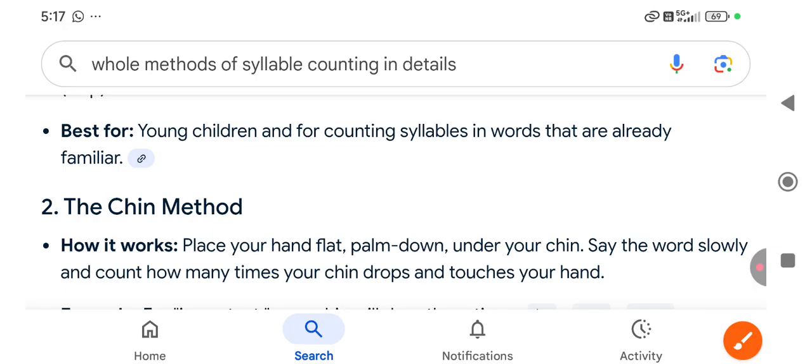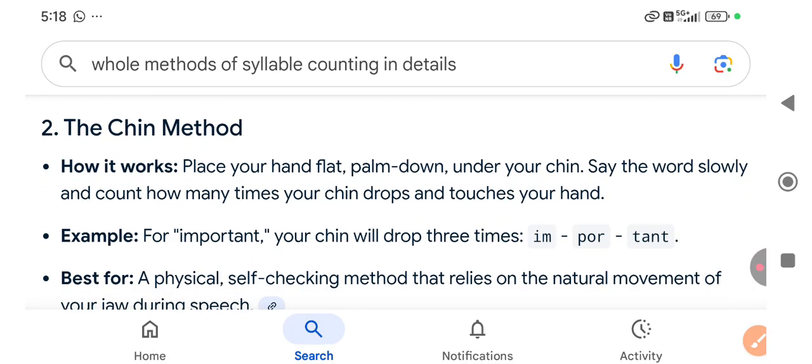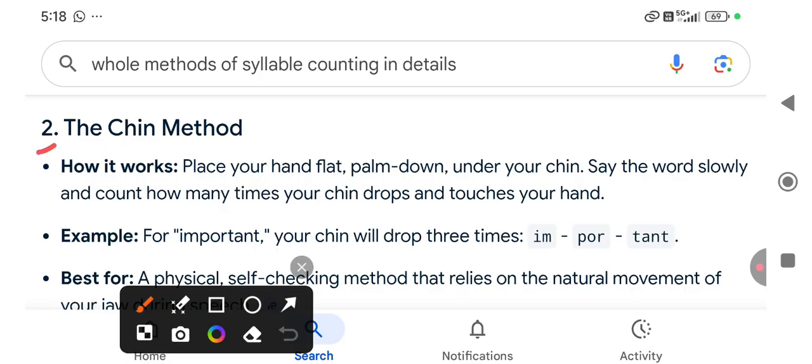Now, this is best for young children and for counting syllables in words that are already familiar. As I told you, youngsters and kids are usually taught this method. Now another method is the chin method, or chin drop method. This is how it works.